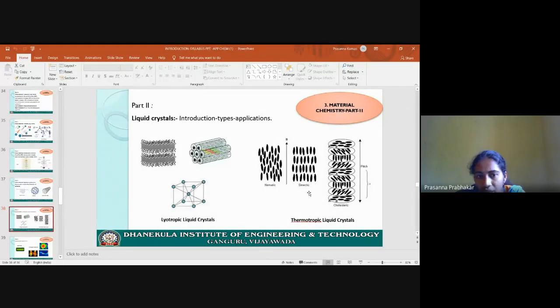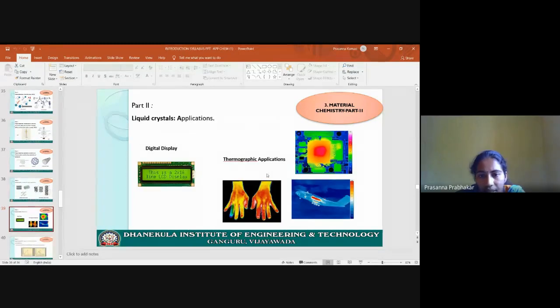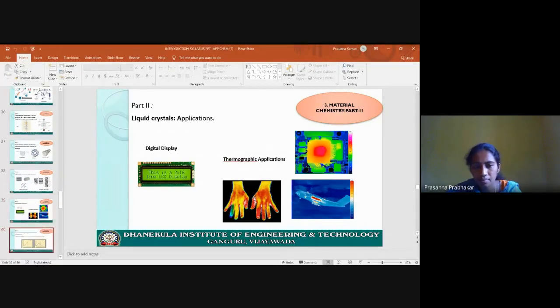Again, the total information we will discuss in further classes. Next, these are the applications of liquid crystals. Applications are nothing but uses. Mainly, liquid crystals are used in digital display and thermographic applications. These are the uses.